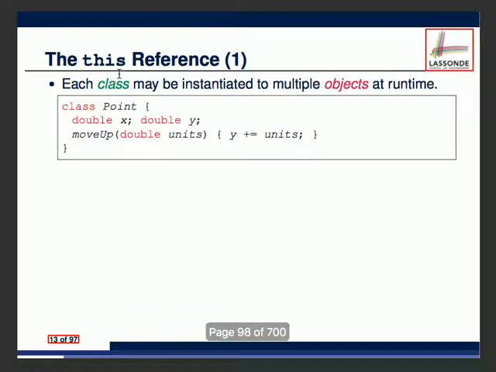So now, let's say we have a Point class. Remember the Point class we talked about last time? We have two attributes there, x and y, both being double. Let's say we have a method, and there should be a void, of course. That's a typo. Okay? Over there, you can see the definition. It has one parameter, double units, and then y plus equal units.